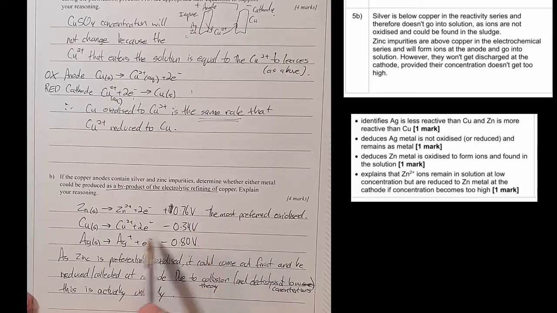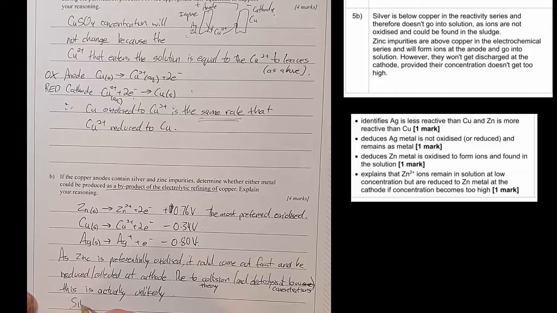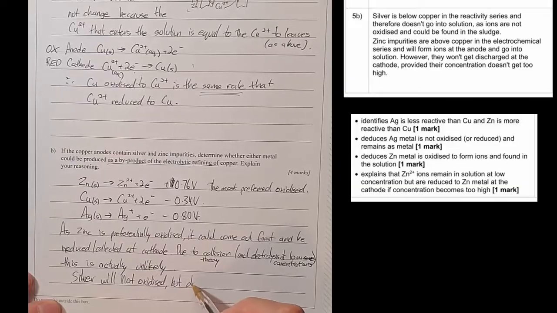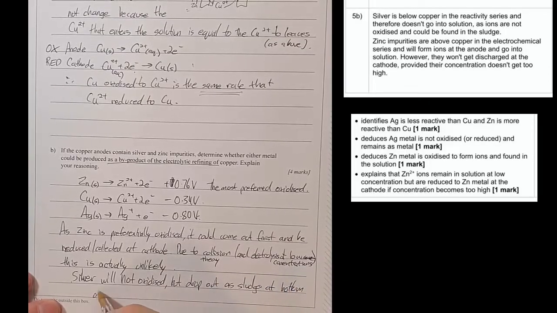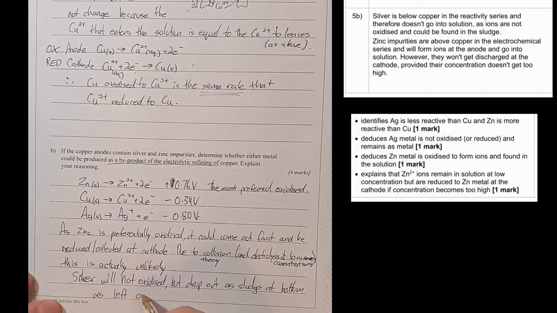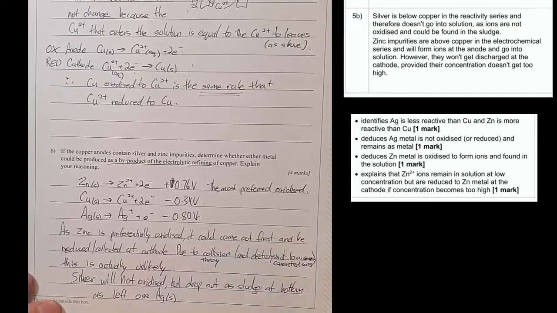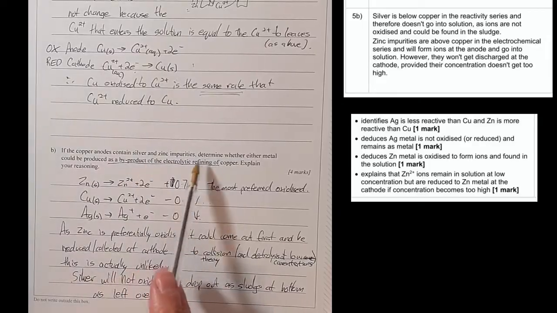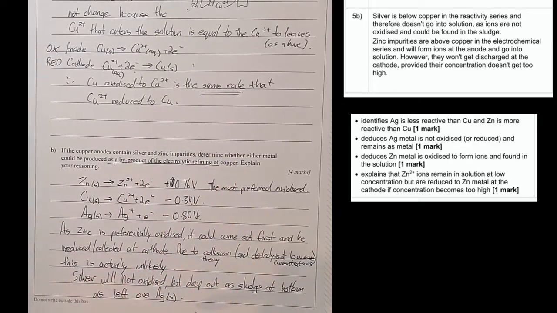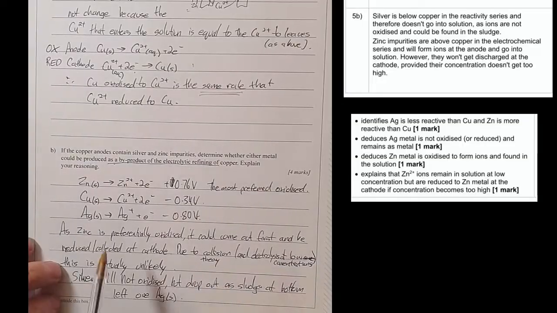All right. This one here, silver will not be oxidized, but it will drop out as sludge at the bottom, as leftover metal. All right, 4 marks. I've run out of space. All right, we'll leave it there. We'll see how we go.